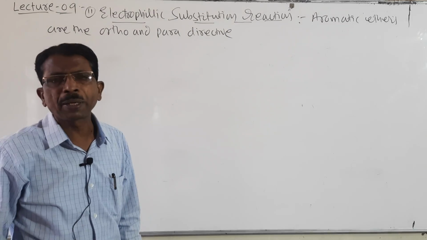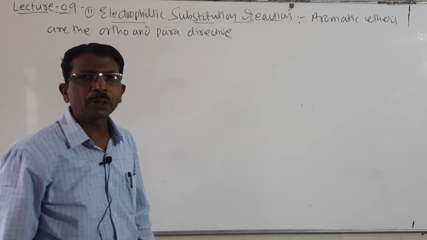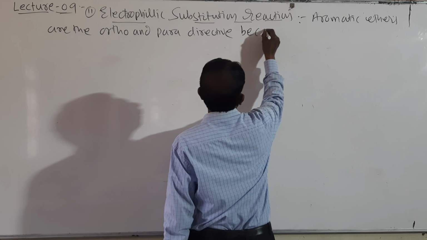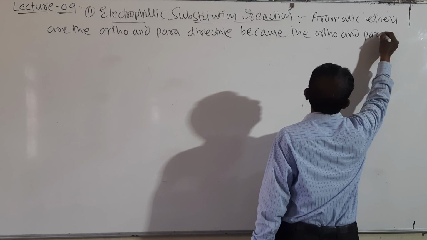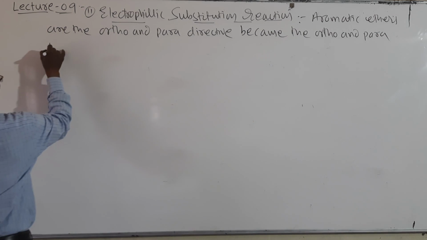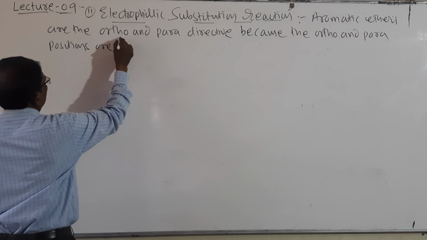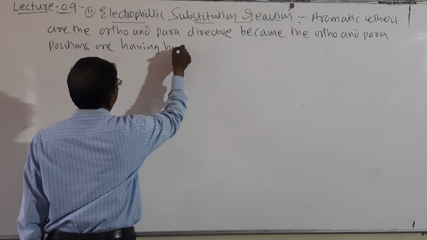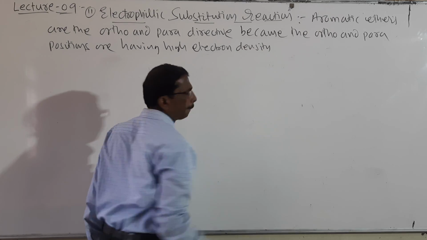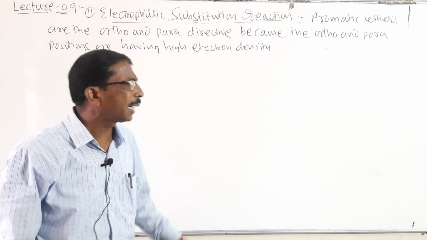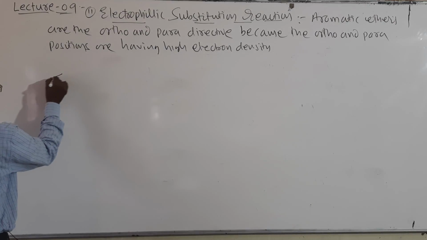It means the incoming group is attached to the ortho and para positions. So ortho and para directive, because the ortho and para positions have high electron density. It can be shown by resonance. Look here students, I will show it by resonance.